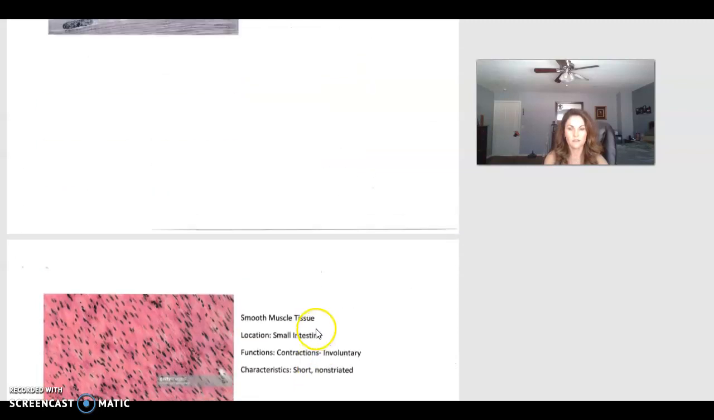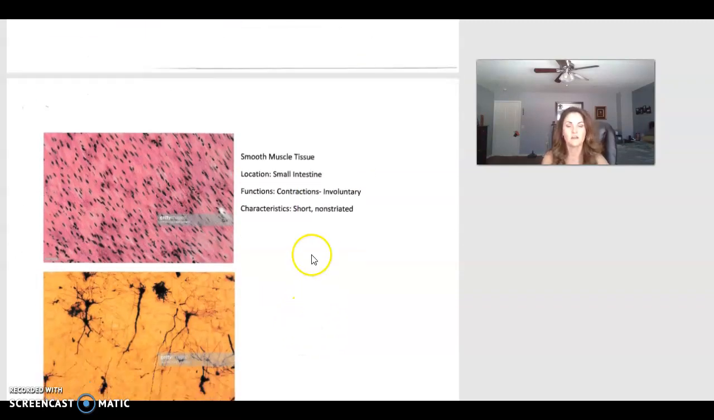Next, I kind of moved forward too much. Our next is the smooth muscle tissue, and the location is the small intestine. Its function is contraction and is involuntary, and it is short and non-striated. So it is smooth. It doesn't have any distinct description like the epithelium has. This is just smooth muscle tissue.